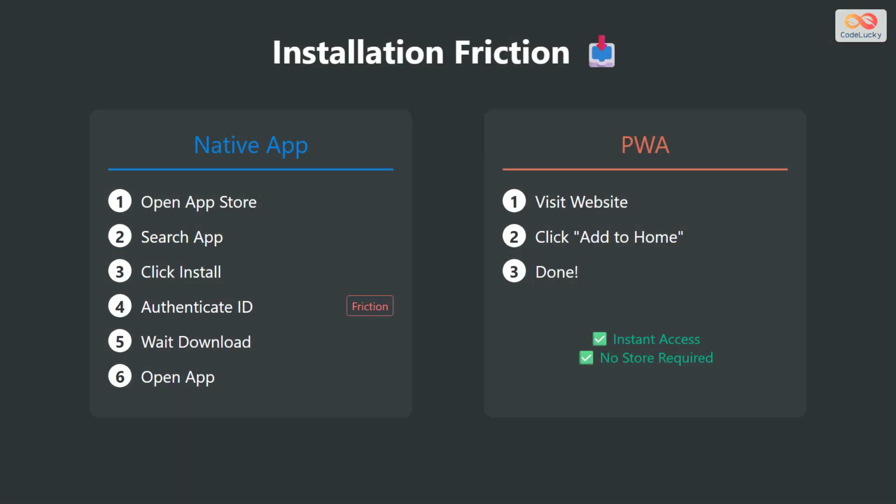Let's compare how you get them. Native apps have high friction. You must go to the store, search, sign in, and wait for a large download. PWAs are instant. You just visit a link, tap Add to Home Screen, and you are done. No store approval required.